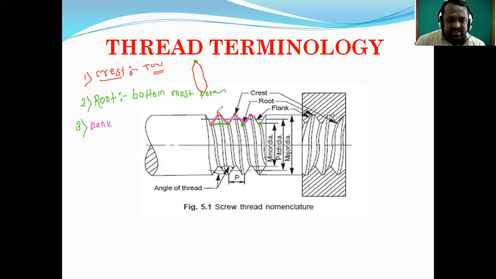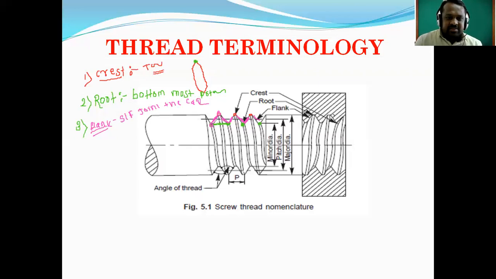See, this is the surface. The plank is nothing but the surface, and that surface joins the root and the crest. It is the inclined surface, and that surface joins the crest and root.